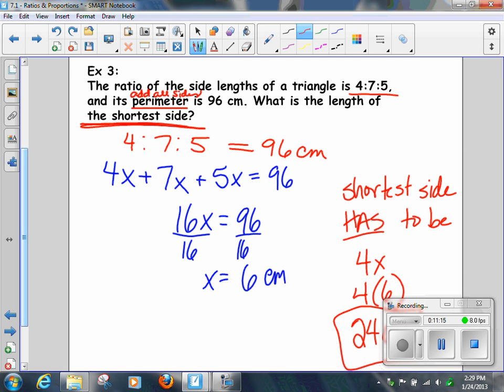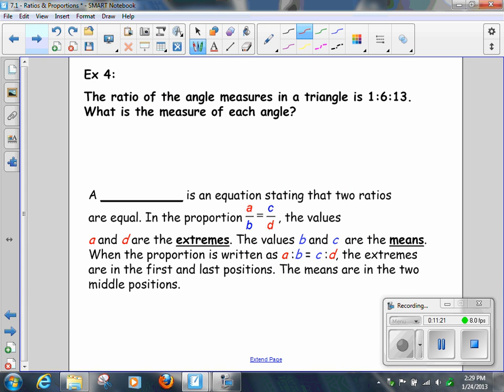Here we go. Questions on this? Are we cool? That ain't so bad, is it? Let's look at another one. The ratio of the angle measures. What is the sum of the angle measures?